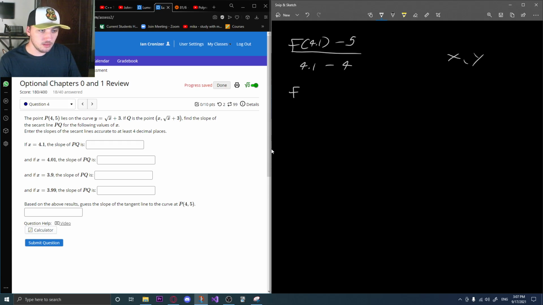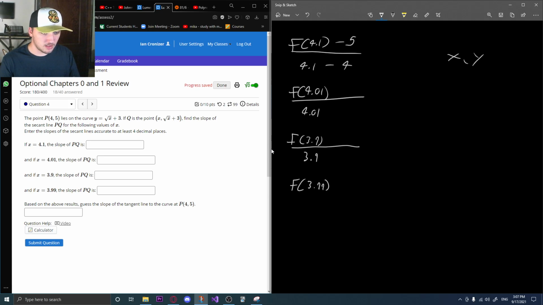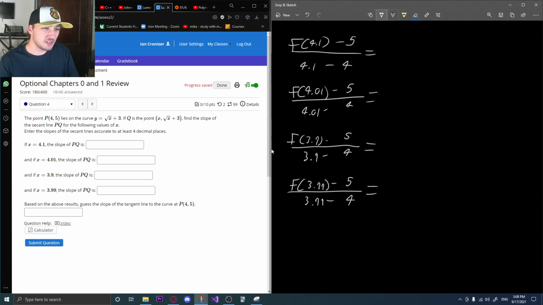So it's going to be like f of 4.01, 4.01, f of 3.9, 3.9, f of 3.99, 3.99. That's going to be minus, it's going to equal something, but what I got to do is put it in my calculator. And hopefully this is right. It's a lot of time to waste, honestly. I'm not a big fan of just wasting time. There's no point.